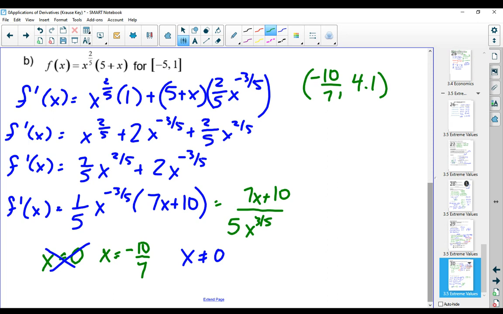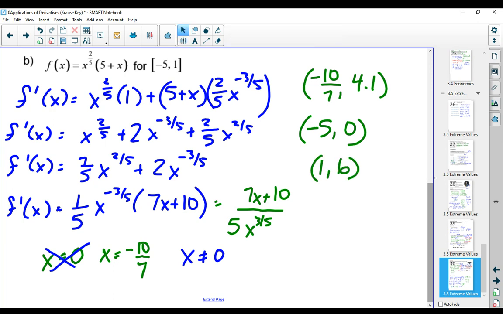So I'm going to have -5 to the exponent 2/5 times -5 plus 5, which is 0. So we're going to have -5, comma 0. And then we'll plug in the other one. 1 to the 2/5, so that's 1 times 5 plus 1, which is 6. We're going to have 1, comma 6.